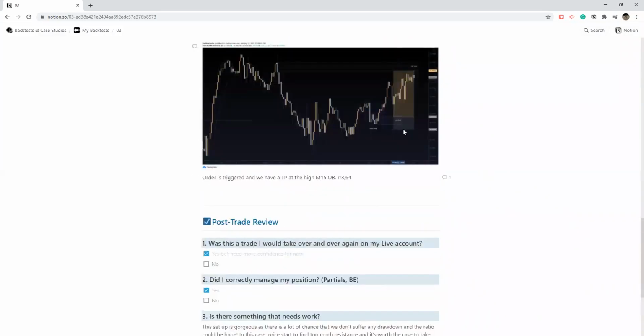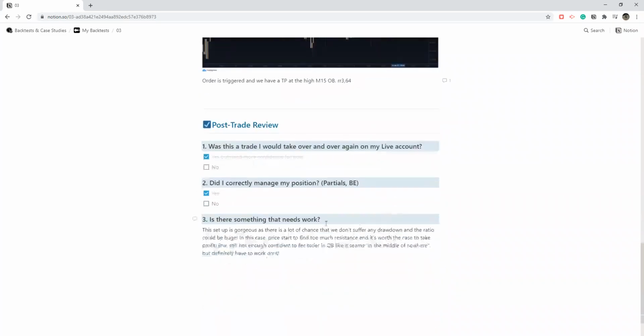Stop loss is very well placed as well, because with those aggressive entries, you have to keep a little bit of a bigger stop loss. So that is fine. Gorgeous setup, a lot of chances so far to take, but yeah, in the middle of, yeah, exactly. I would agree on this one.